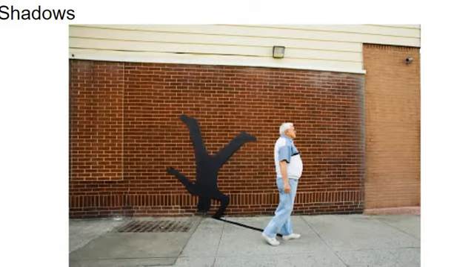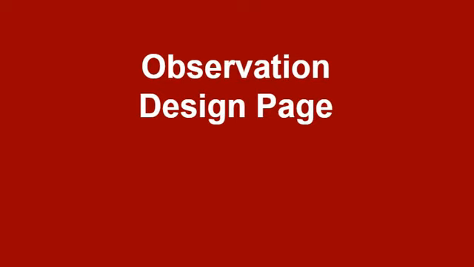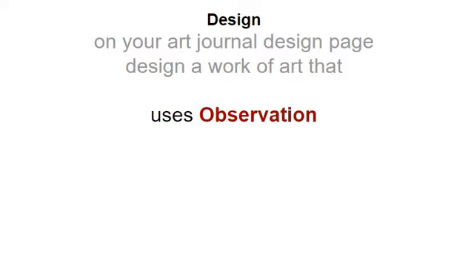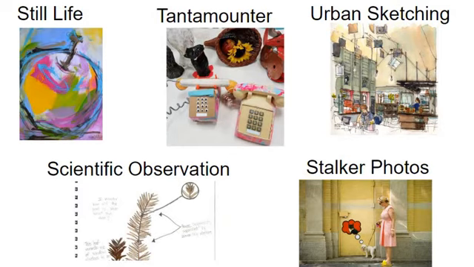This is a whole different method of observation where you're observing somebody and you're waiting for them to fall into your little trap. So on your design page today, I want you to think about how you're going to create a work of art that uses observation. So let's look over those again. How can you do it? You can go traditional with a still life, no problem right there. Or you can go traditional Tannemounter, which is a little less traditional, or even some urban sketching or scientific observation. But if you really want to step out of your game, think about how you could observe things. Maybe you could set some things up and take some pictures, just like Color Me Katie did. All right, let's go make some art.